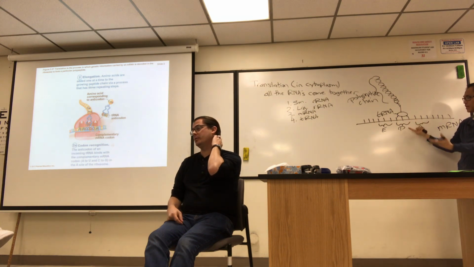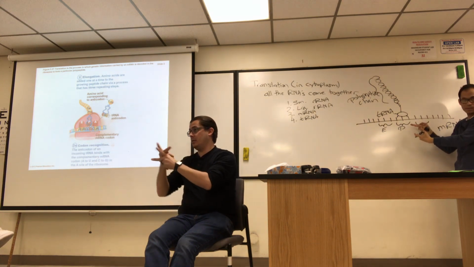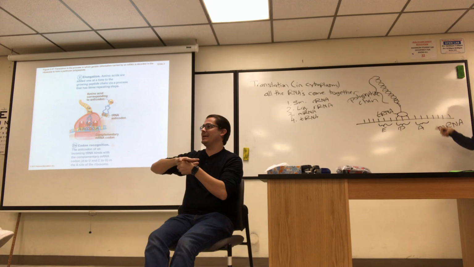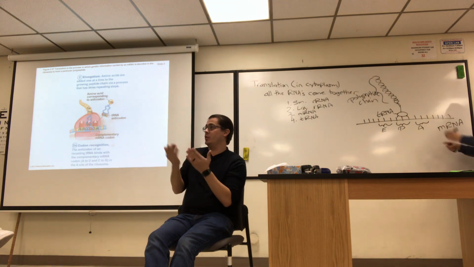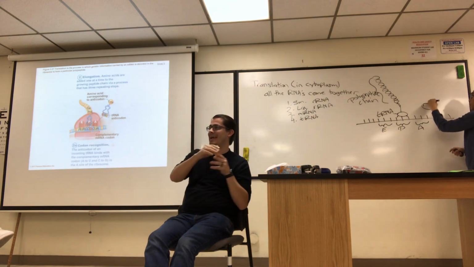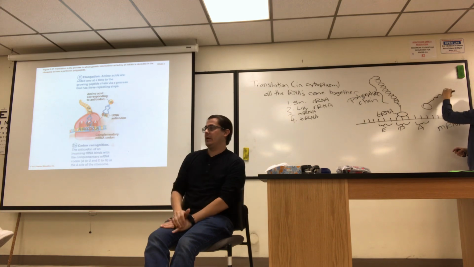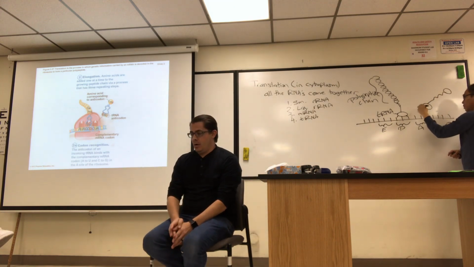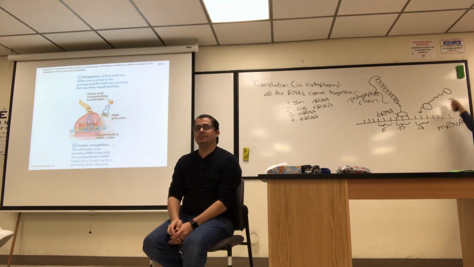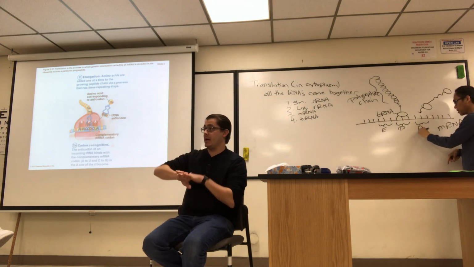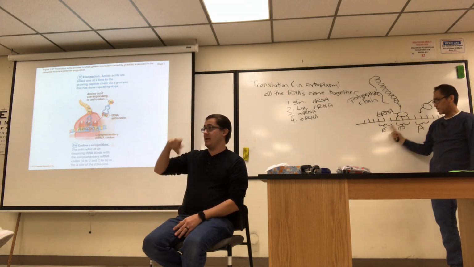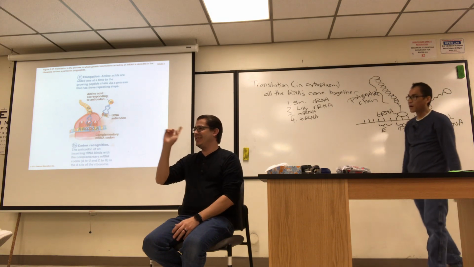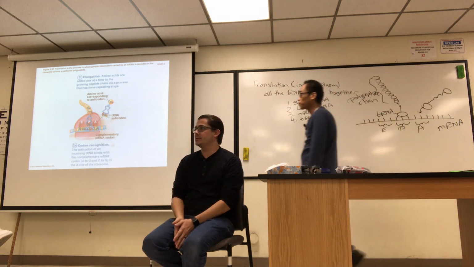The chain you're making is at the P site. If you want to bring in something new, it comes in the A site. So incoming is for the A site, the P site is what you're making. You use the E site to eject things, so I'll show you step by step.